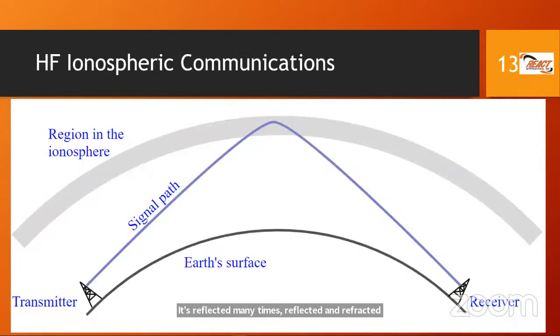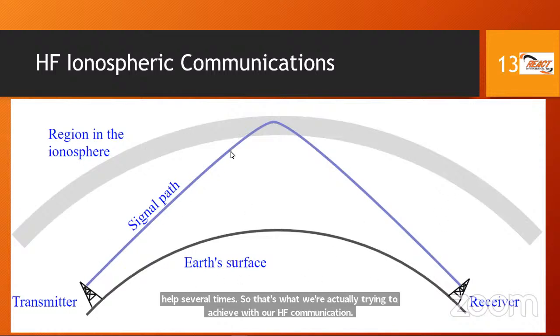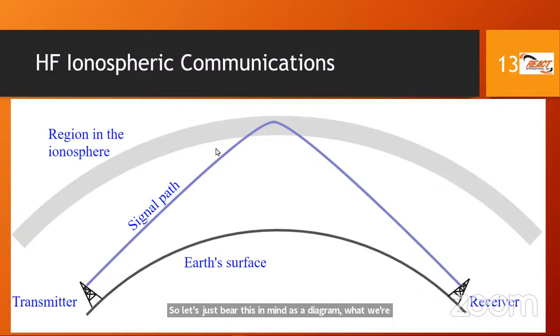All right, so what are we really trying to achieve when it comes to our radio communications, especially on HF? We are trying to bounce our signal off of the ionosphere. We sometimes say it's reflected off the ionosphere, but what it's really doing is being refracted, bent into that region. So you have the troposphere and you have the ionosphere, and that radio signal that leaves your antenna will go to the ionosphere and bounce onto the Earth. And it can hop several times. So that's what we're actually trying to achieve with our HF communication. Let's bear this in mind as a diagram when we're talking about HF communications.